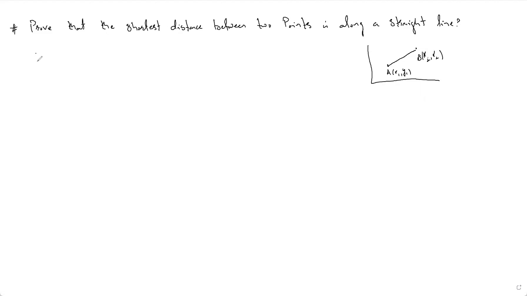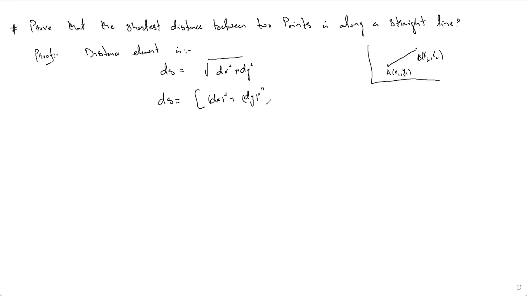So let me start with the distance element between the two points. That is, ds is always given by the square root of dx square plus dy square, right? Or I can just write this as ds is equal to (dx square plus dy square) raised to the power 1/2. I will just divide and multiply the right hand side by dx square. So once I divide by dx square, the term will be dx by dx, so it will be 1, and this will be dy by dx whole square, raised to power 1/2.